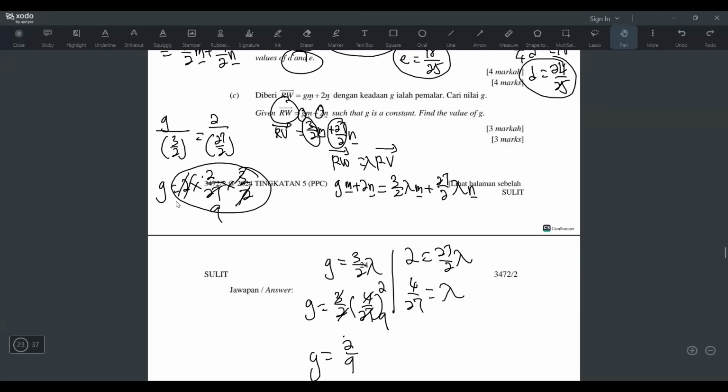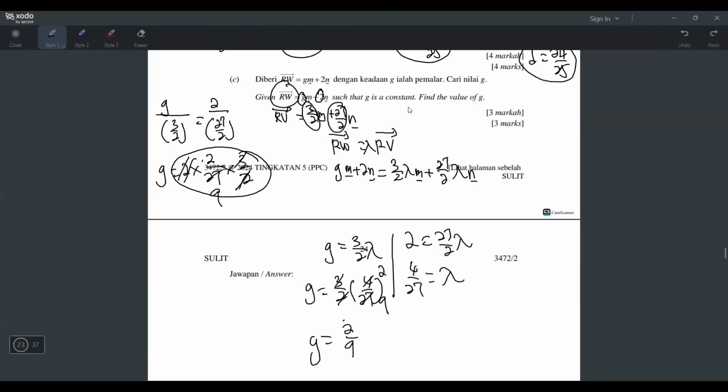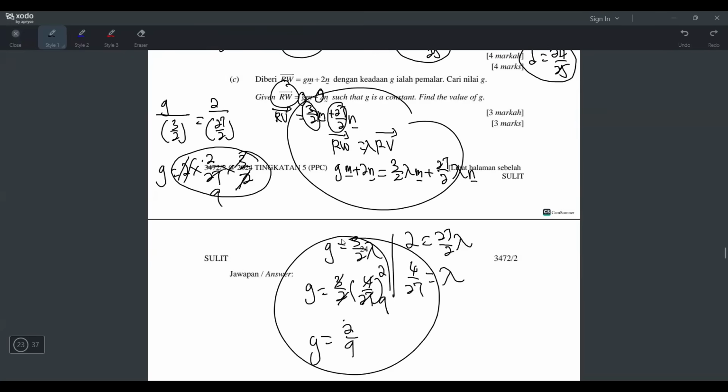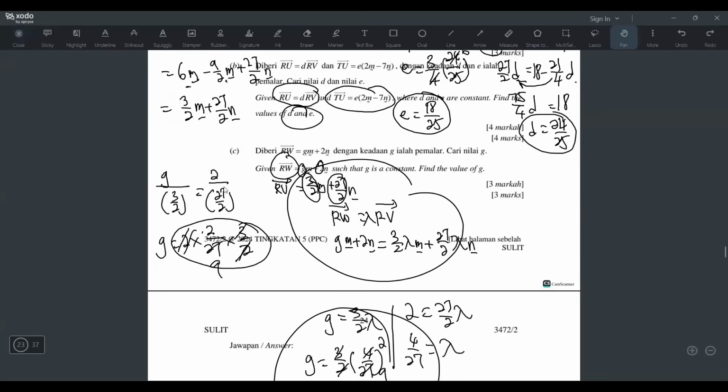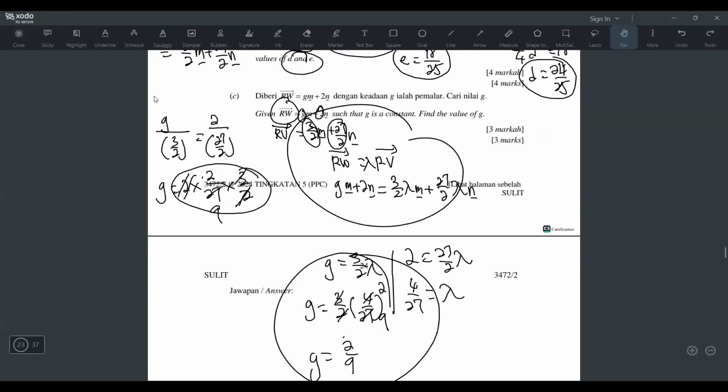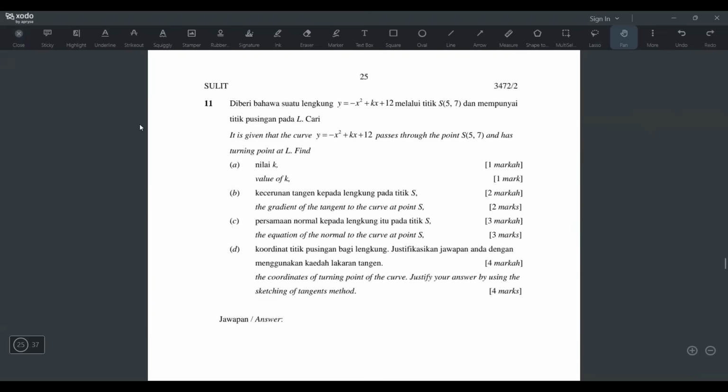It means there are two ways to do it. Okay, but in the textbook, this is the textbook method, the lambda method. But I want you to know both methods. Because this method also is very useful. You can use this method to check your answer, right? Okay, so yeah, that's all. Finished.